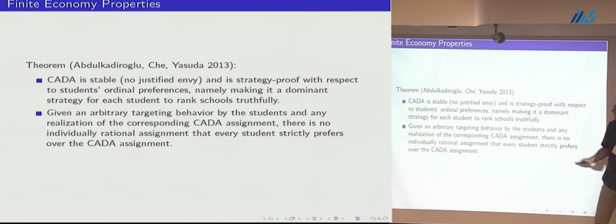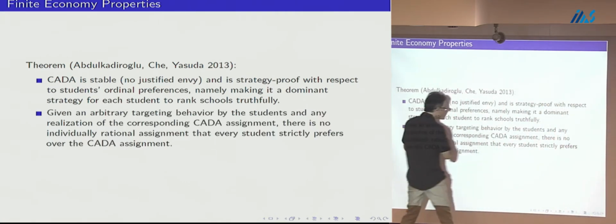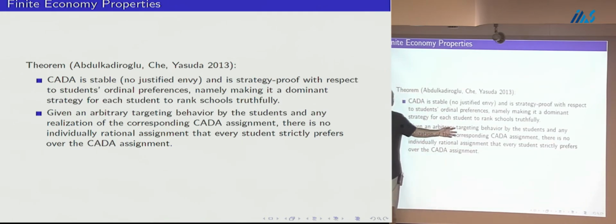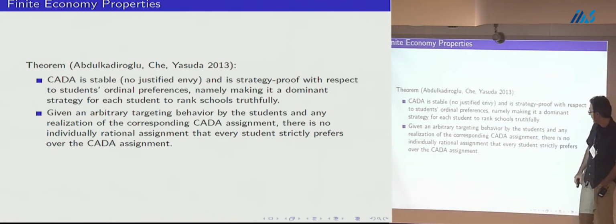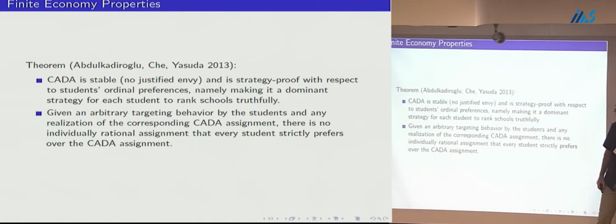More importantly, suppose people cannot play their Nash equilibrium. They play according to some targeting behavior. Regardless of what targeting behavior we get, there's actually no individually rational assignment that every student strictly prefers over the CADA assignment. In a sense, choice augmented default acceptance is also optimizing student welfare on and off the equilibrium path.